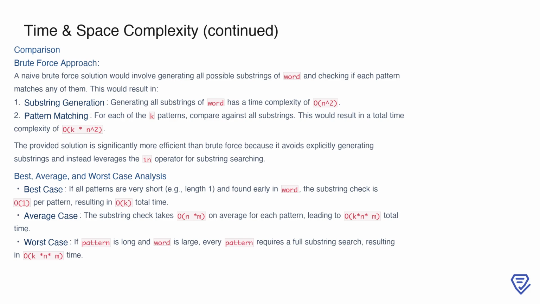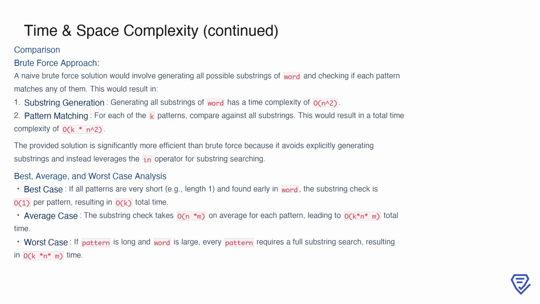To better understand the efficiency of the provided solution, let's compare it with a brute force approach. A naive method would involve generating all possible substrings of word and then checking each pattern against these substrings. This approach has a significant drawback. Generating all substrings of word alone requires O(n squared) time. Then, for each of the k patterns, we would have to compare it against all these substrings, resulting in a total time complexity of O(k*n squared). The provided solution avoids this inefficiency by leveraging the in operator, which eliminates the need to explicitly generate substrings.